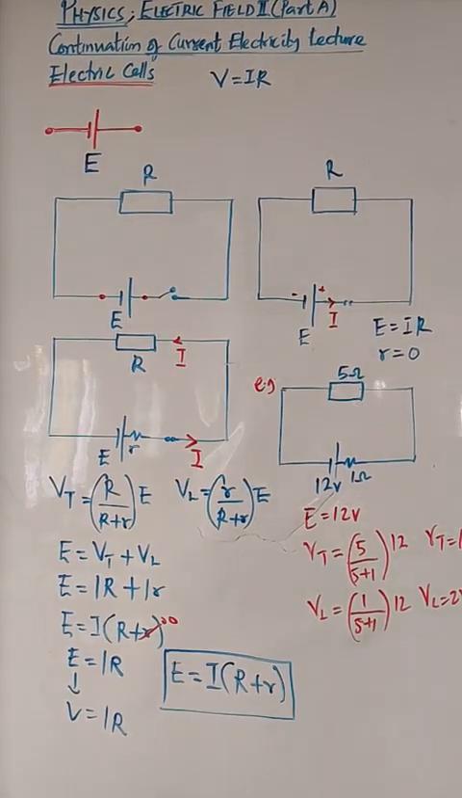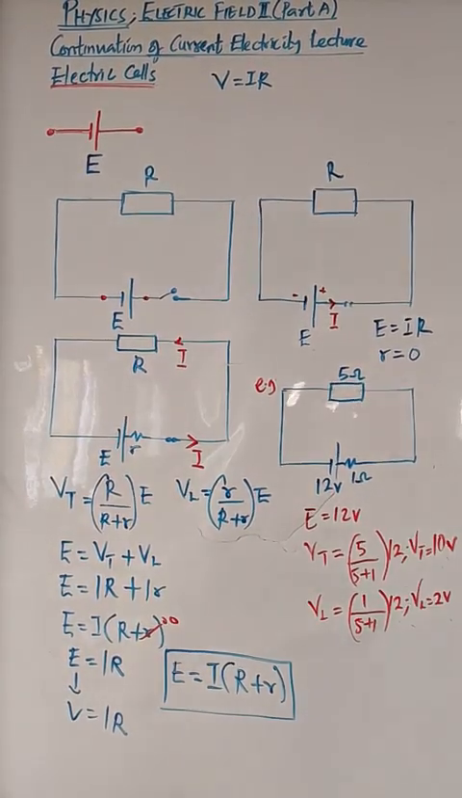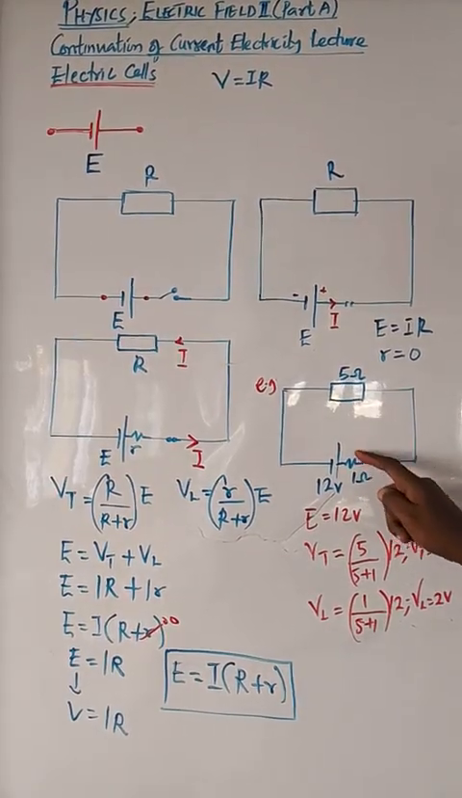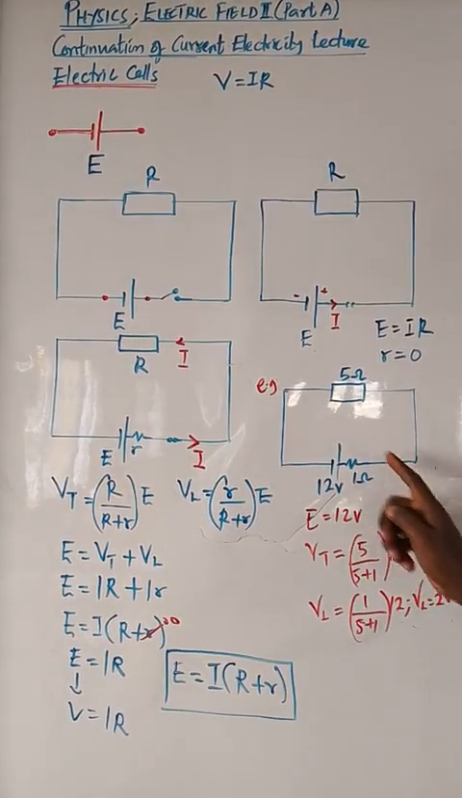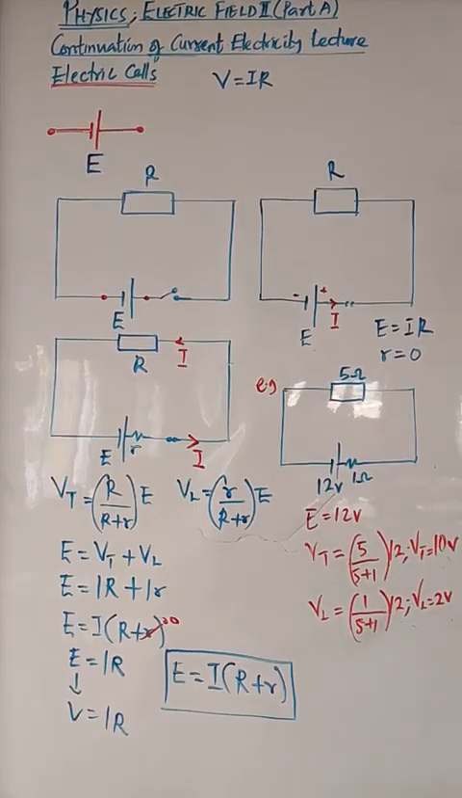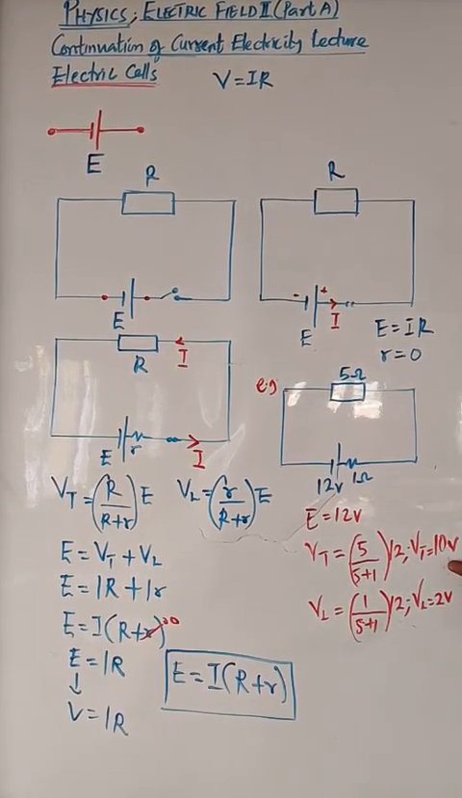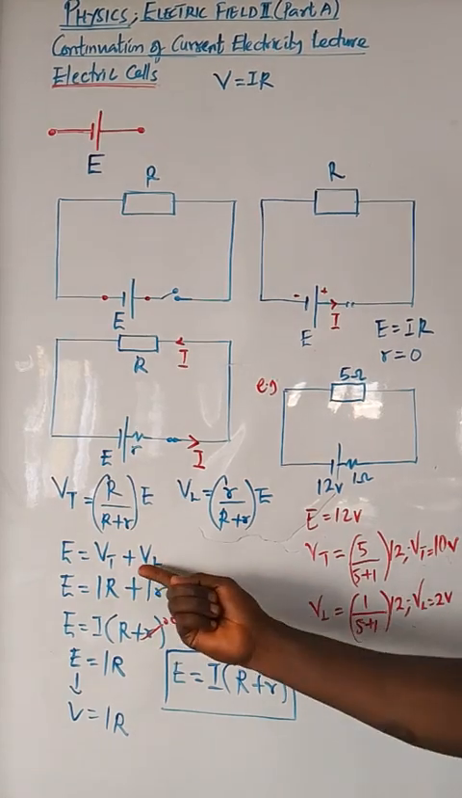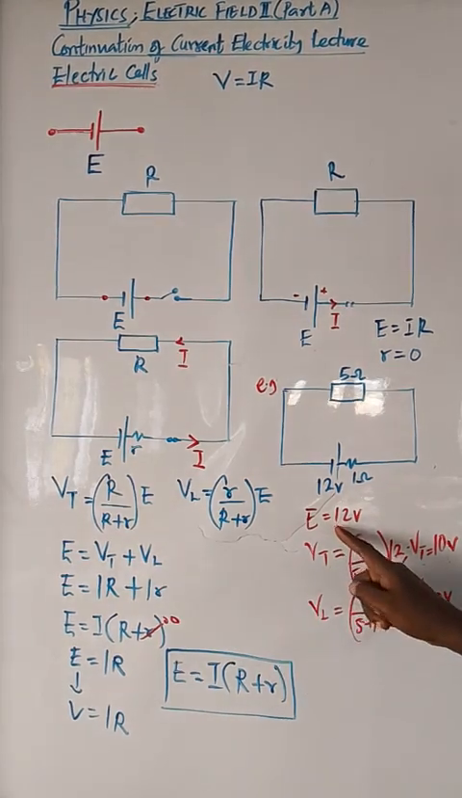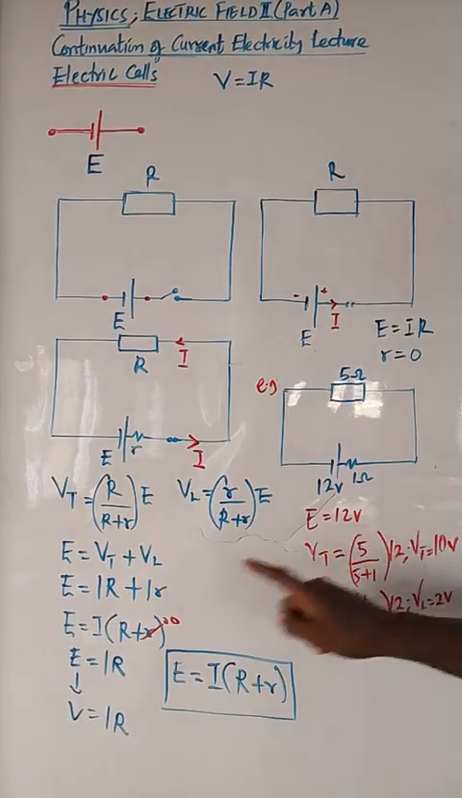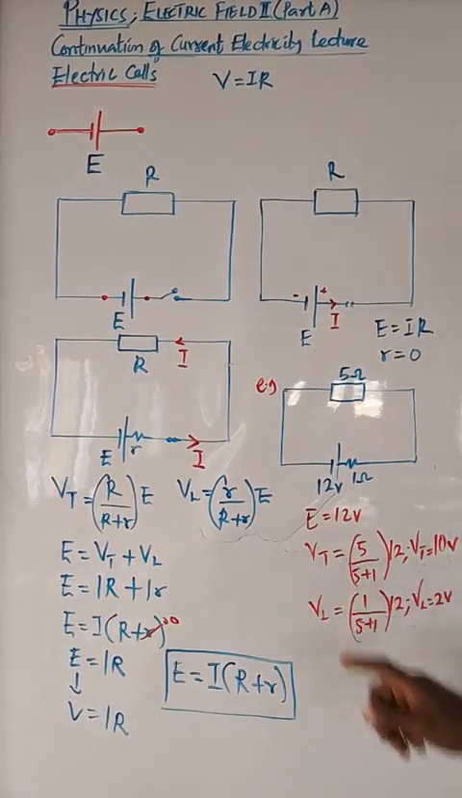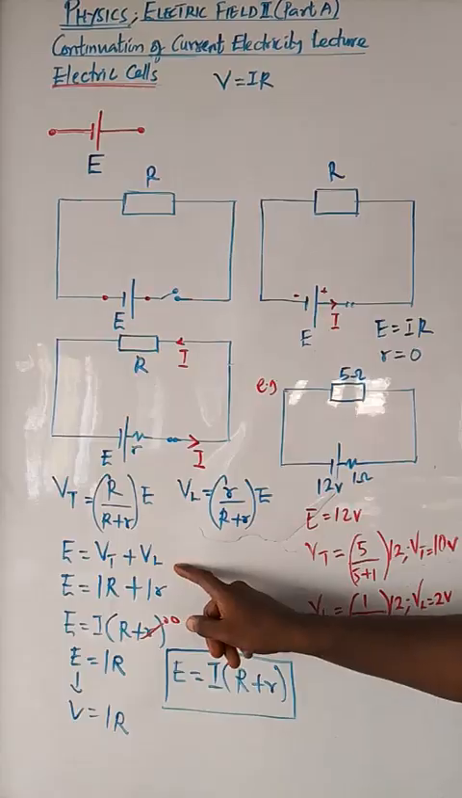Okay, let me rewrite this one. If this cell had no internal resistance, the PD across these 5 ohms would be 12. But now it's not 12, it's 10 volts instead of 12. The 2 volts is lost. So we call this one the loss voltage, and this one the terminal voltage. If we add terminal voltage plus loss voltage, you get the EMF. The EMF E, 12, equals VT plus VL. 10 plus 2 is 12. So E equals VT plus VL. That's how this comes to be.